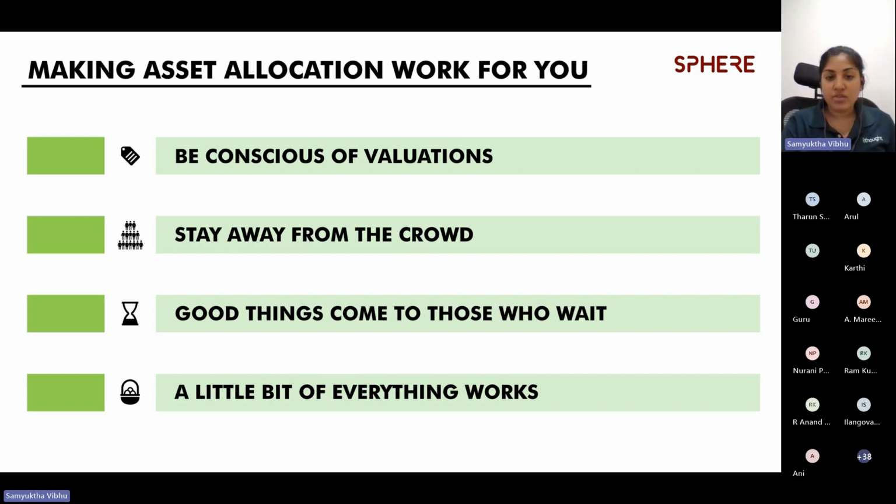Then we try to stay away from the crowd because our style is contrarian in nature. We don't chase performance, which is something that we notice actually when you chase performance, you tend to reduce the kind of returns that you can make. We believe in being a little bit more patient because, as the saying goes, good things come to those who wait. And we're very clear, right? A little bit of everything works. So why not just stick to that?